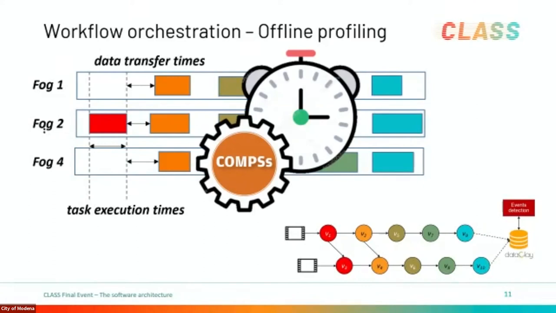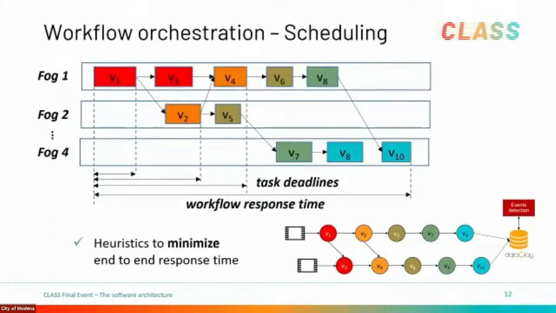Once we do this for all the tasks and all the resources, we obtain the statistics and then we apply the task scheduler. Now, the task scheduler that we have developed for the class project is based on heuristics that aim to minimize the end-to-end response time. Based on these heuristics, this is just an example of how the scheduling would look. The different tasks are allocated to the resources based on the estimated time that they need for completion, and making sure that specific deadlines are met. In this example, we can see the specific deadlines of each task individually and the end-to-end response time.